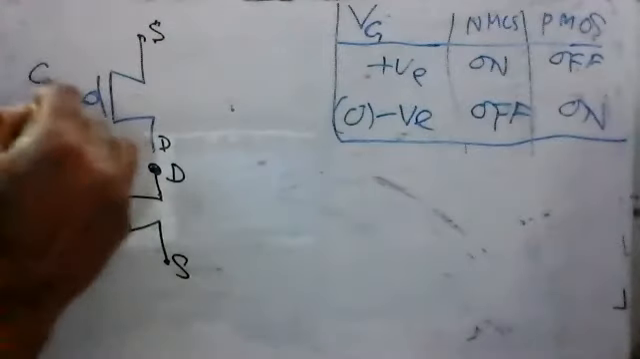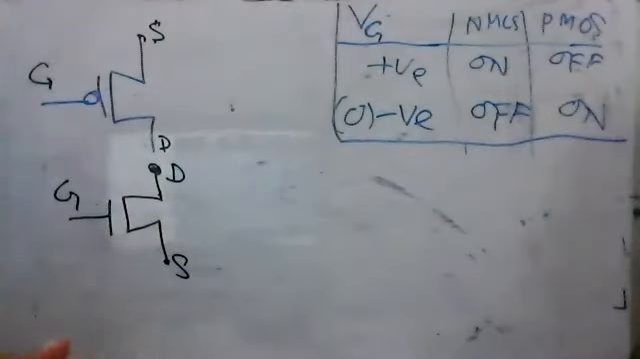So if we know that, then what we can do here, let's say we take one PMOS here and one NMOS here. So we know this is a drain, this is a source for the NMOS, and this is a source for the PMOS, and this is a drain, and this is a gate. This one is also a gate, right?